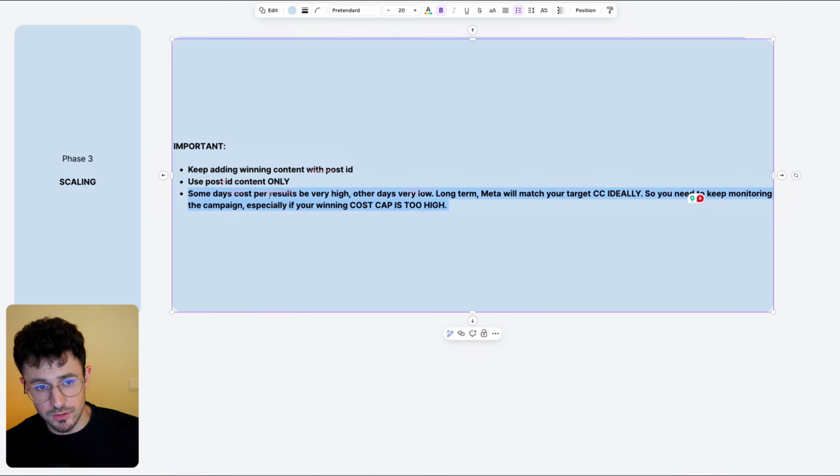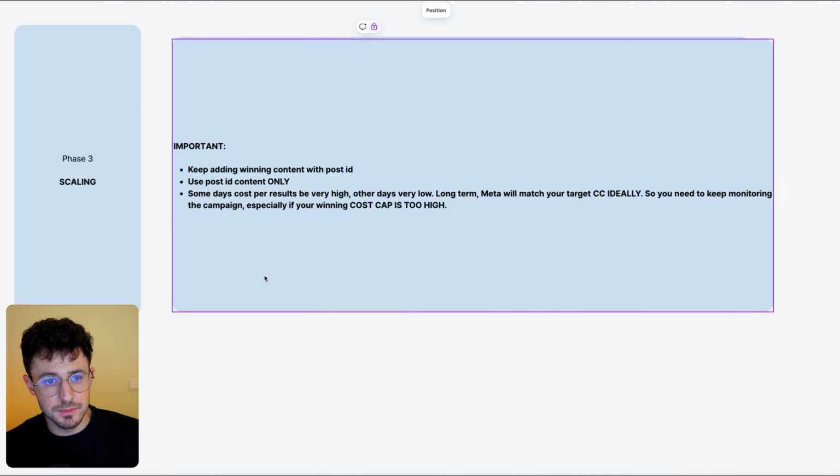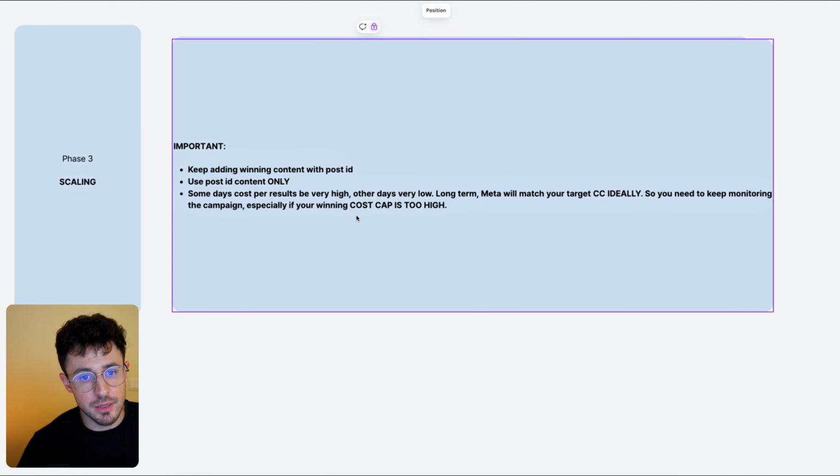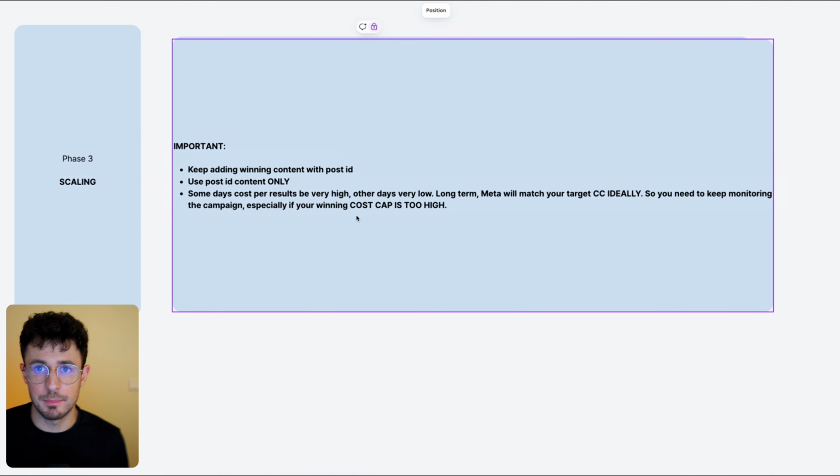And then, this is also very important. Some days the cost per result can be very high, other days it can be low. Long term, ideally, Meta will match your target cost cap. So you need to keep monitoring the campaign, especially if your winning cost cap is too high. Because what can happen is that you set a cost cap of 80, okay? And then Meta spends very well because the cost cap is high. The actual cost per purchase that you're seeing is like 40, which is within your target.